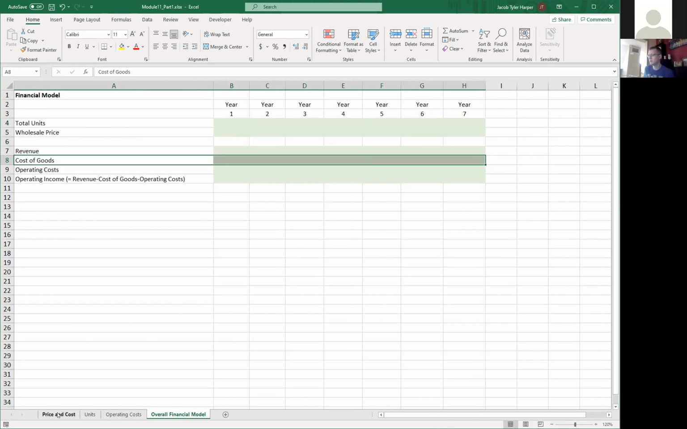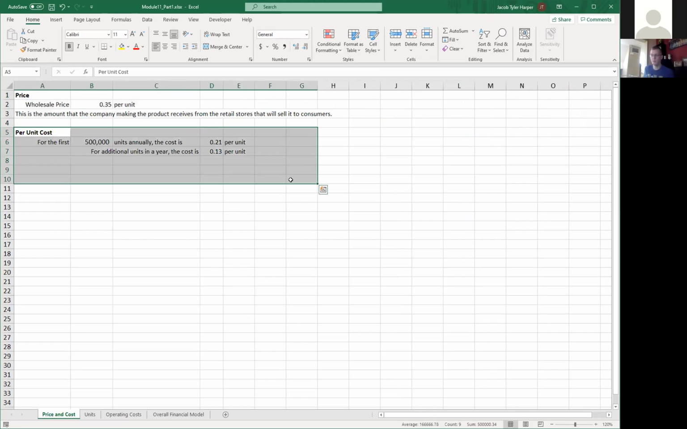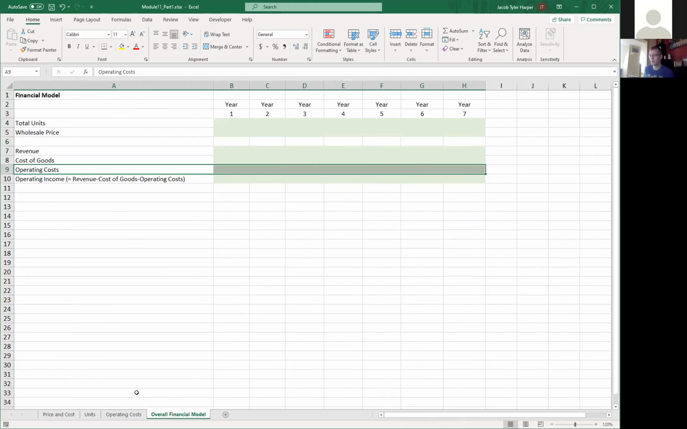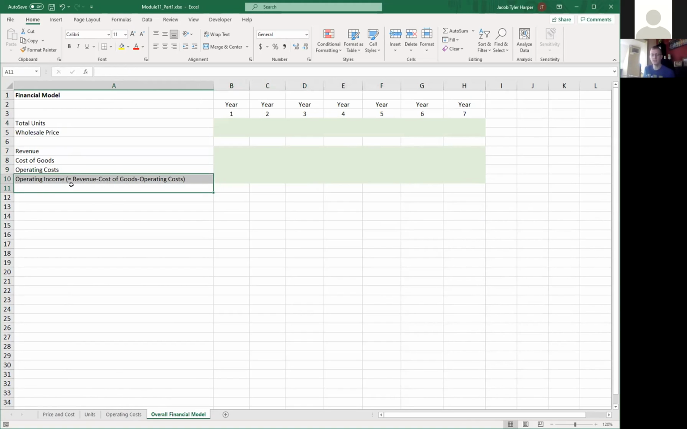Cost of goods, that's where you're going to use this other information on the pricing tab. And operating costs, we've already calculated that on the operating cost tab. And then last of all, they give us a formula to compute profit that we're going to use to fill in the final row. So all in all, it's actually not too bad to fill out all 3 of these fairly quickly.